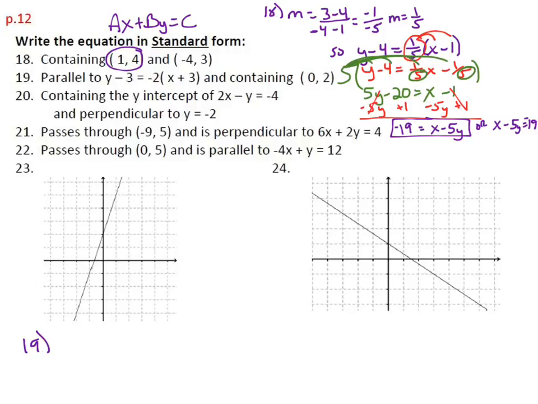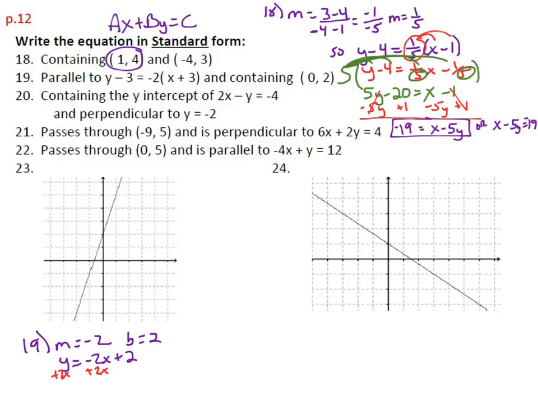For number 19, we want a line that is parallel to y minus 3 equals negative 2 times x plus 3. We're in point slope form, so we can see our slope is negative 2. And then if we're containing (0, 2), that gives us our y-intercept of 2. So we can start out in the form of y equals negative 2x plus 2. Very easy to move this one.